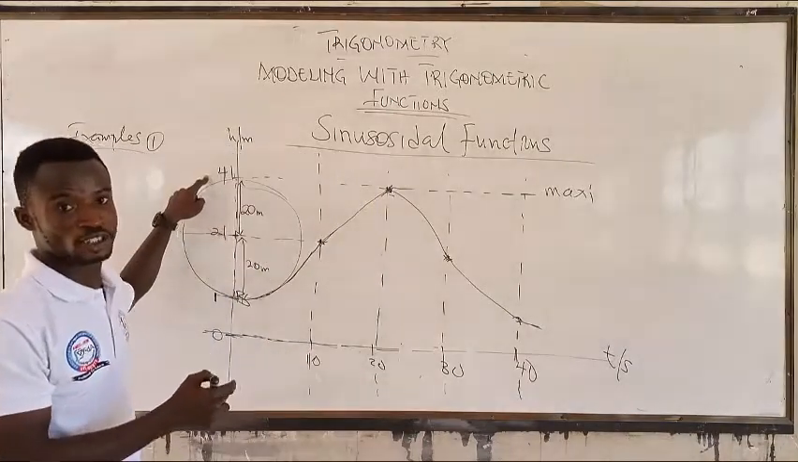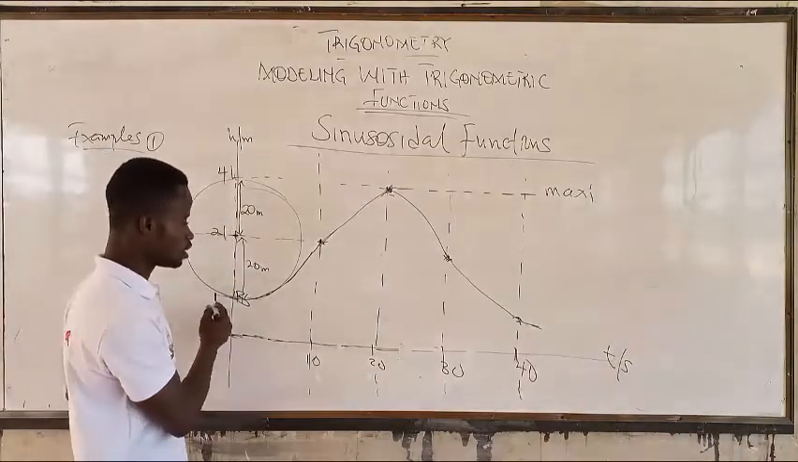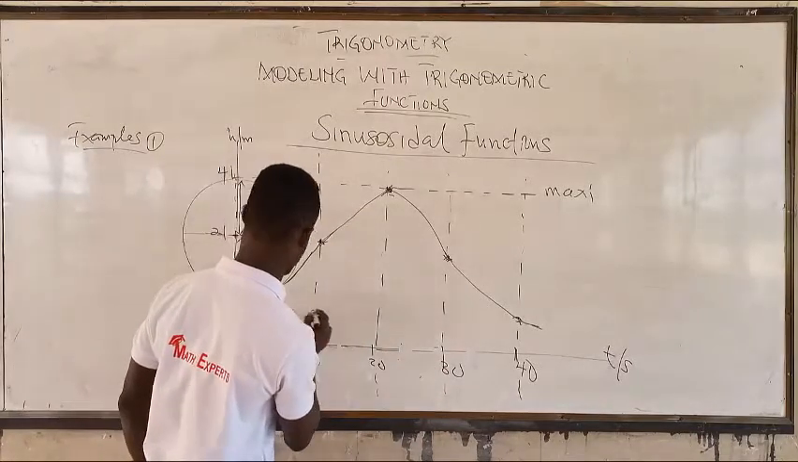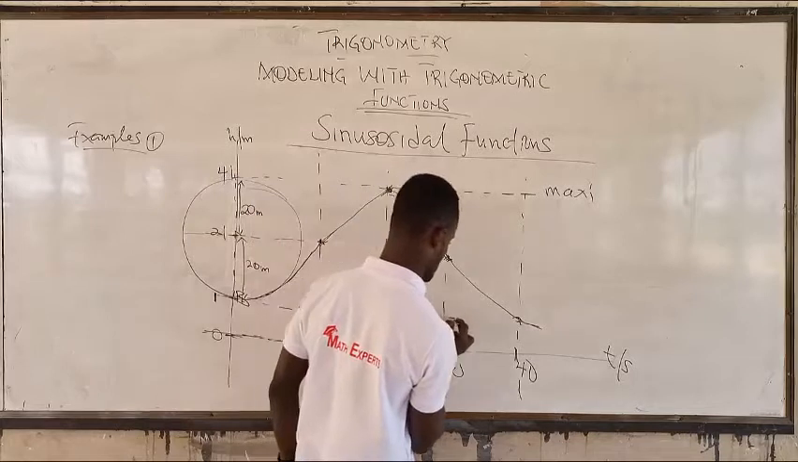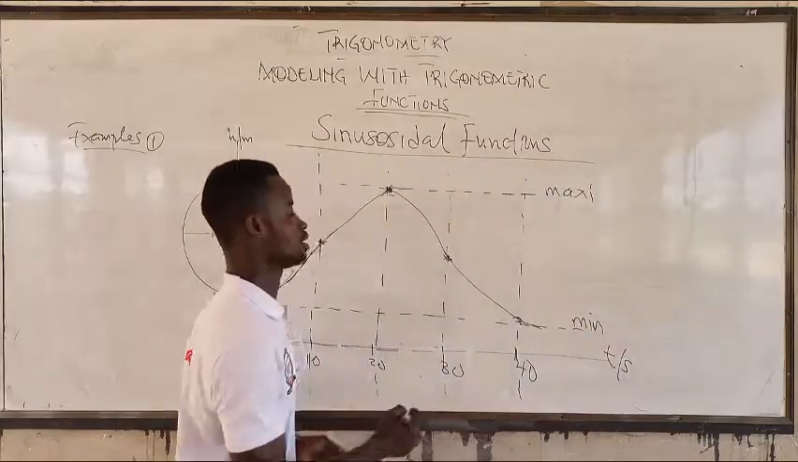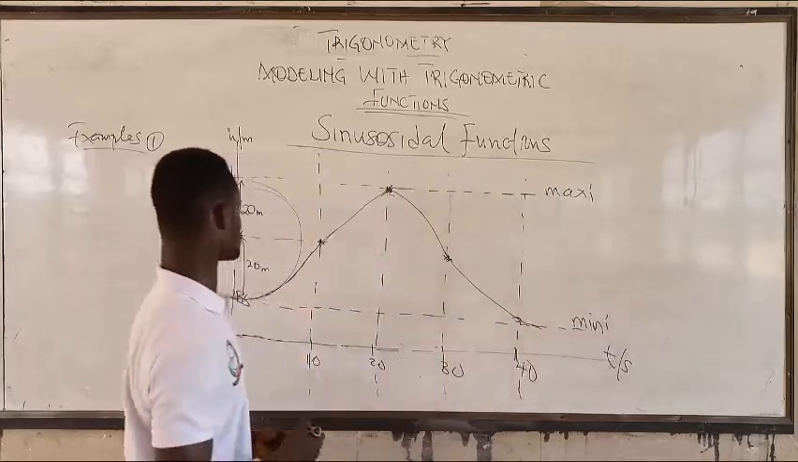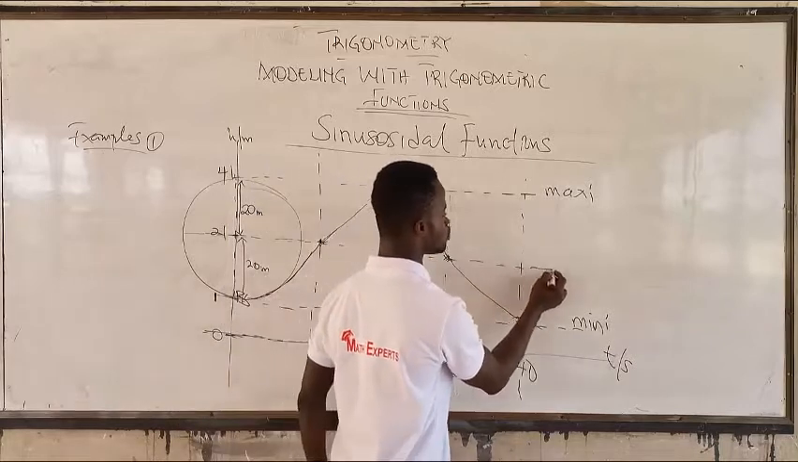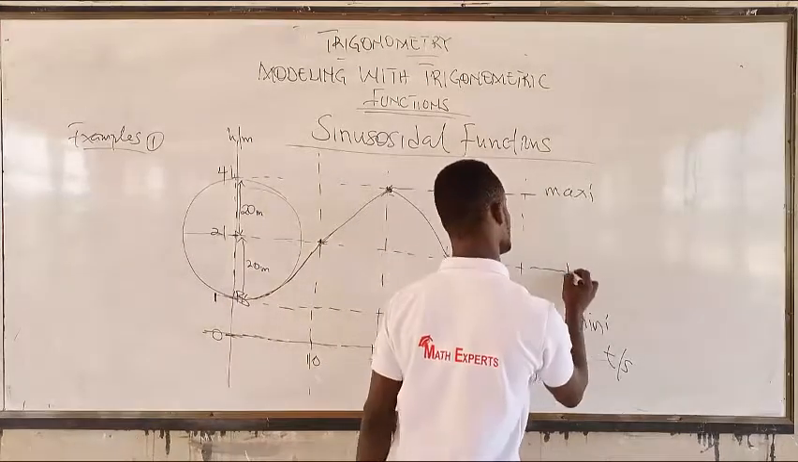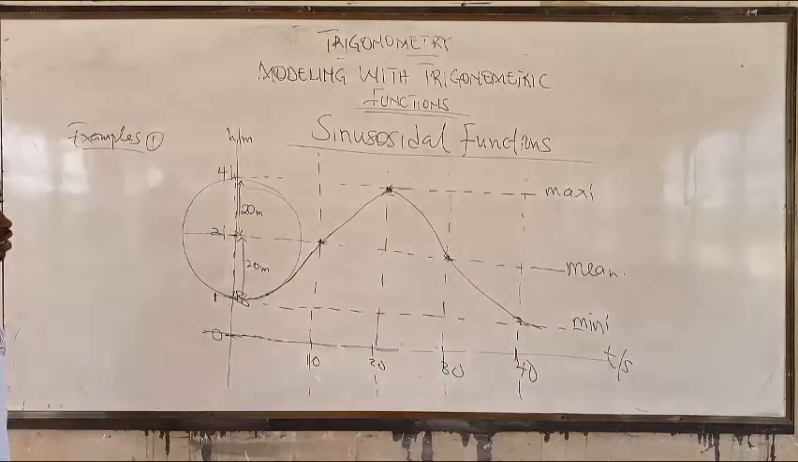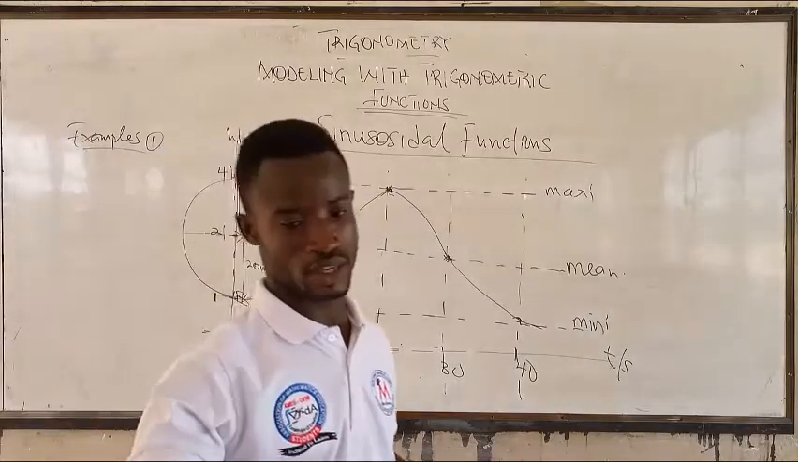Sorry, 41 is going to be the maximum. Then the minimum also will be here. This is going to be the minimum. Then this is going to be the mean. So let's now move on to find the equation.